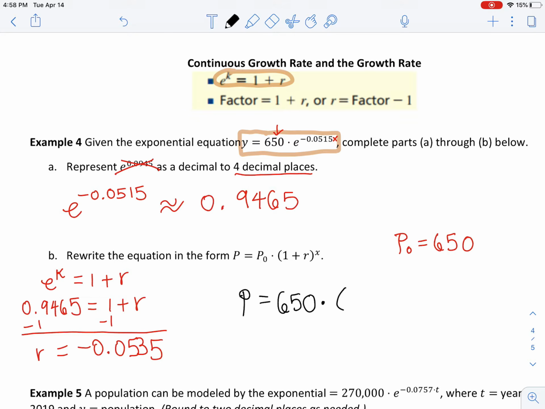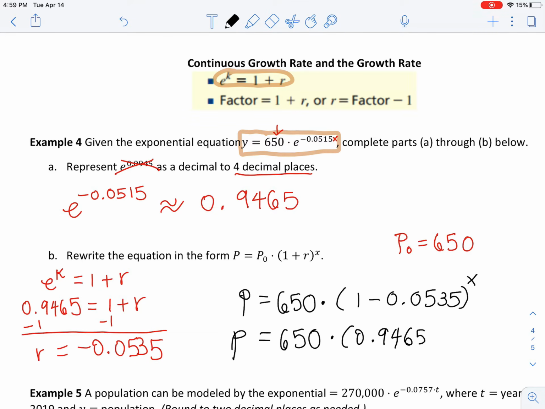P equals the initial value of 650, right? Times, we're going to do 1 plus r. But notice if you're adding a negative number, that's going to turn into 1 minus 0.0535. And we're raising that to the x power. Let's simplify this. 650 times, now, what's that number going to give us? 1 minus 0.0535 is going to be, back to that 0.9465 number, 0.9465 to the x power.